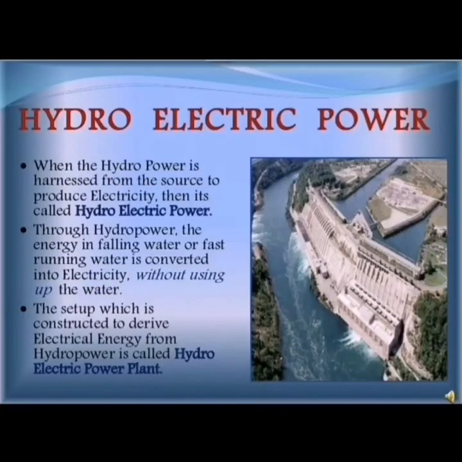When the hydropower is harnessed from the source to produce electricity, then it is called hydroelectric power. Through the hydropower, the energy in falling water or fast running water is converted into electricity without using up the water. The setup which is constructed to derive the electrical energy from hydropower is called a hydroelectric power plant.